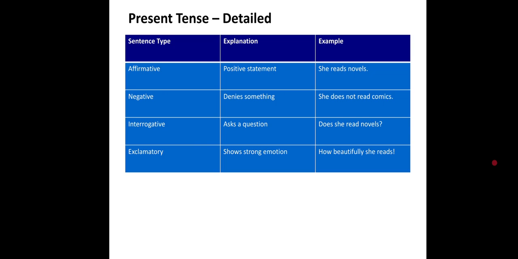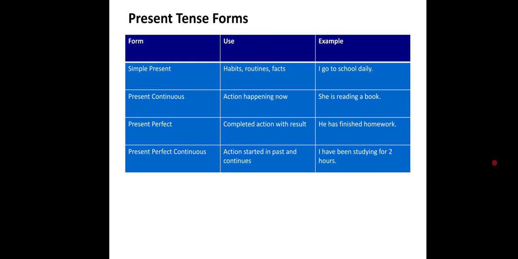Next, we have present tense forms. The present tense is divided into four main parts: simple present, present continuous, present perfect, and present perfect continuous. In simple present tense, we talk about habits, facts, and routines. For example, I go to school daily. In case of present continuous, the action is happening now. For example, she is reading a book.